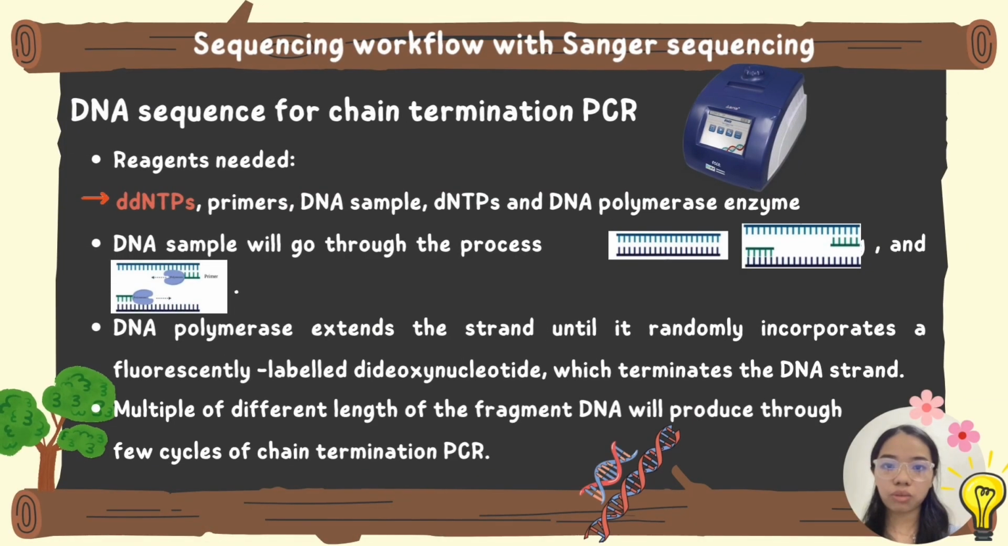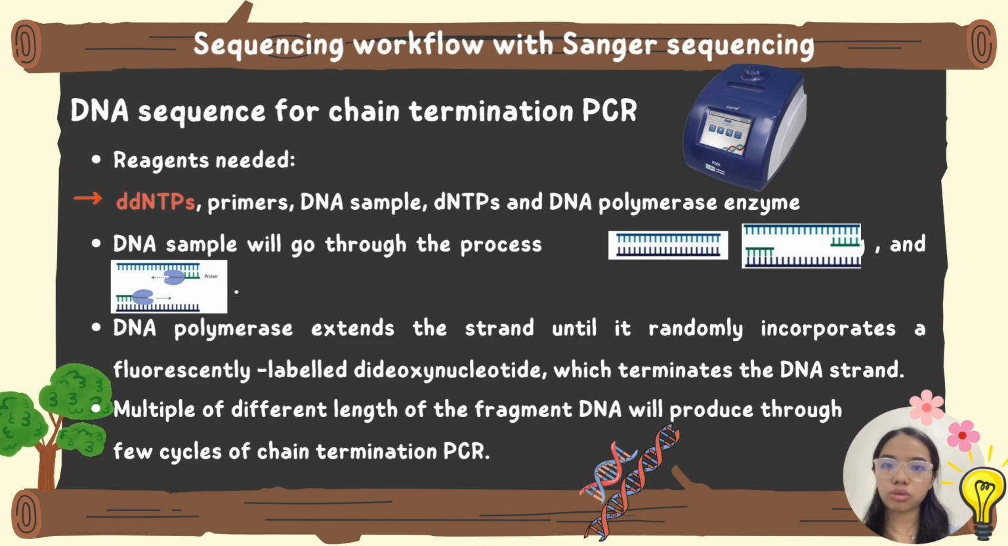Sanger sequencing workflow consists of three major steps. The first major step is the chain termination PCR of the DNA sample. The reagents needed in this step are ddNTP, primer, DNA sample, dNTP, and DNA polymerase enzyme. ddNTP is the important reagent in Sanger sequencing because it lacks an OH group, which causes DNA synthesis to terminate when it is incorporated into the growing DNA strand.